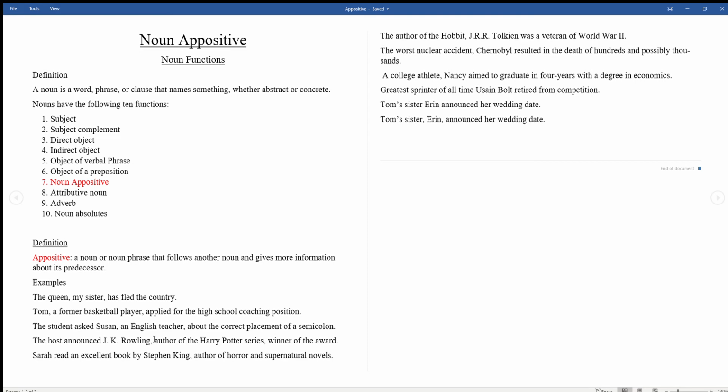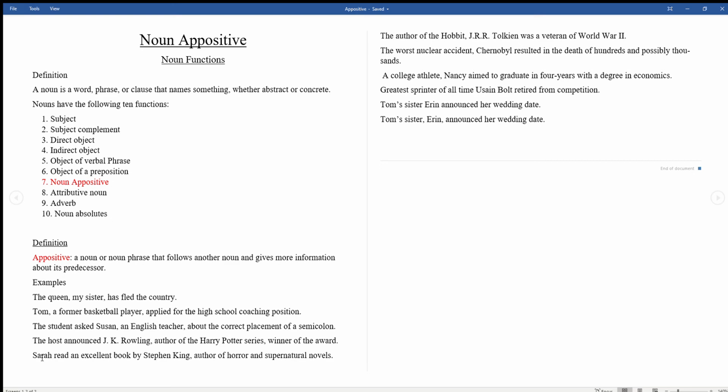So I think at this point we should notice that the advantage of these appositives is that we basically have put almost an entire sentence embedded within a sentence. In order for us to have all this information together, we would have had to create another sentence. We could have said, J.K. Rowling is the author of the Harry Potter series, and the host announced that she was the winner of the award. You can see that that created two sentences, but by putting an appositive, we are able to get that information and make it more efficient and cleaner.